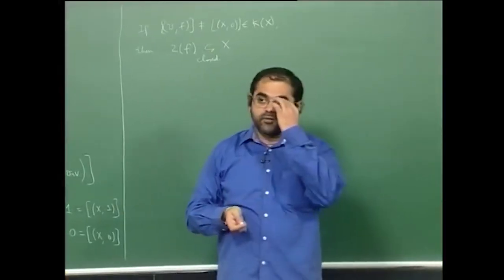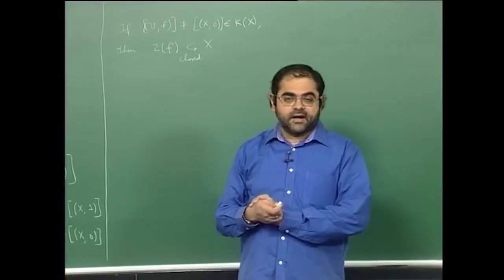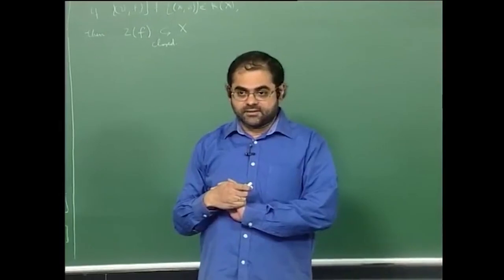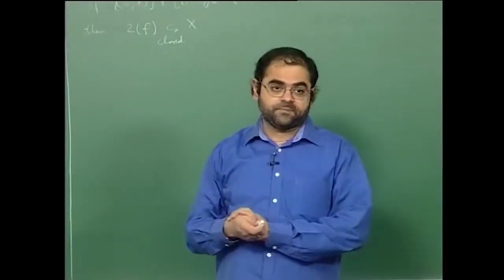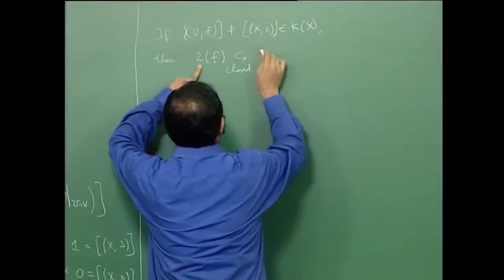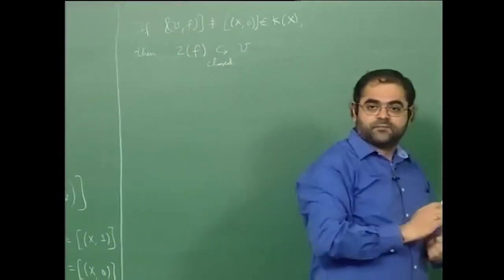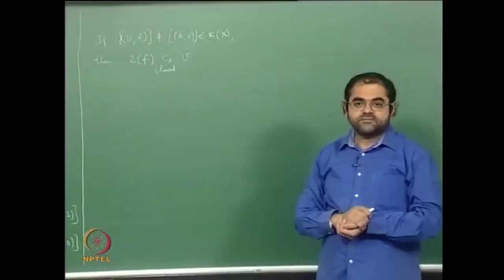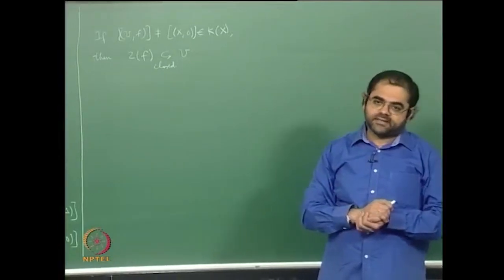What I want you to understand is that whenever you take a variety and you take a regular function on it, the locus where it vanishes will always be a closed subset. In fact, I should say it's a closed subset of U, because f is defined only on U. I should not write X here. I should be careful. So f is a regular function on U, and mind you, U itself is a variety. Any open subset of a variety is again a variety.